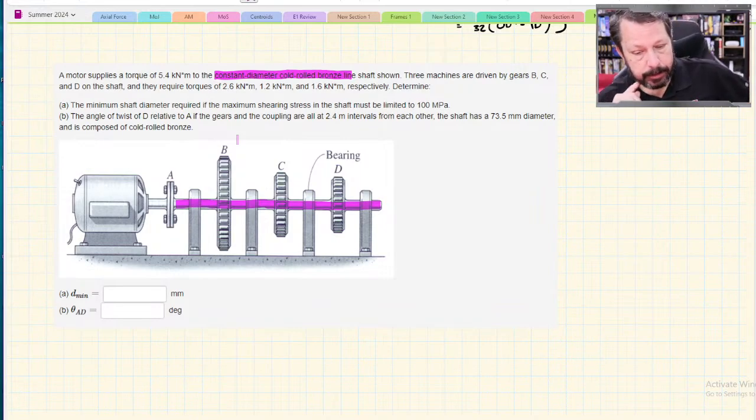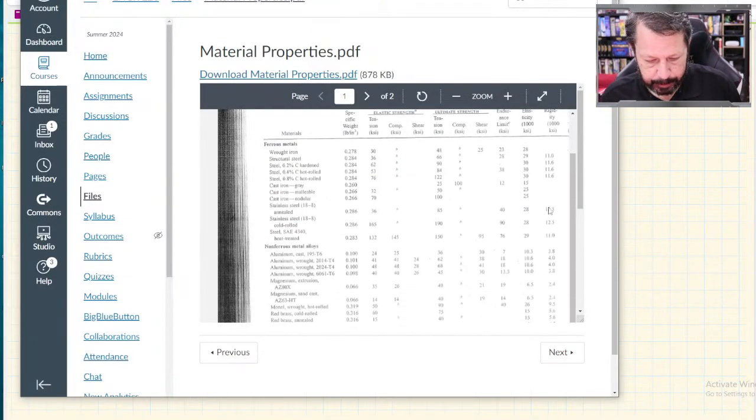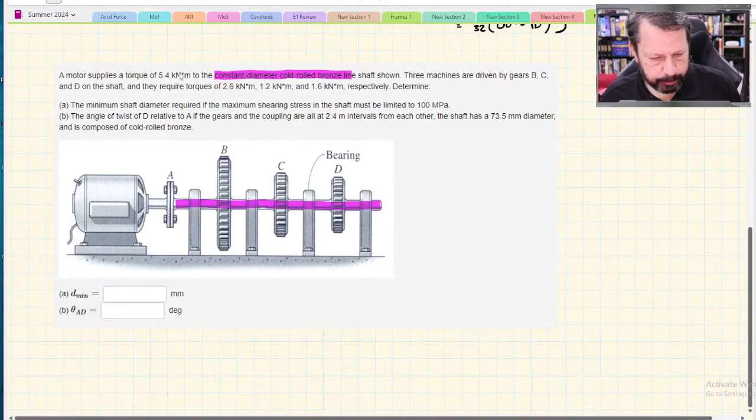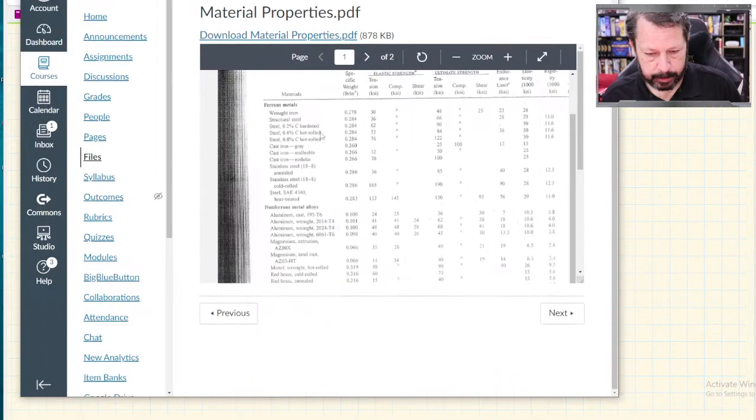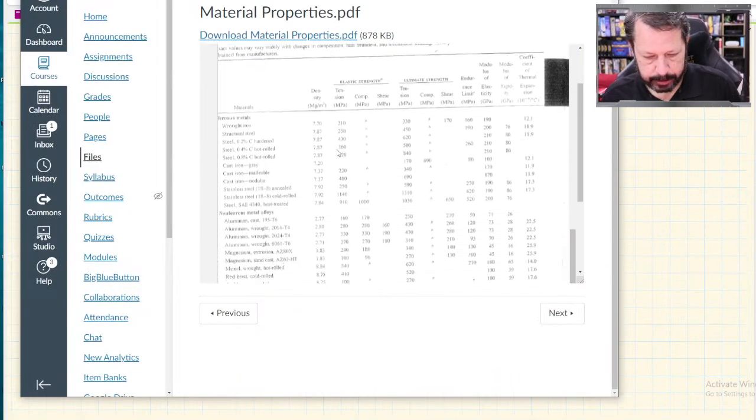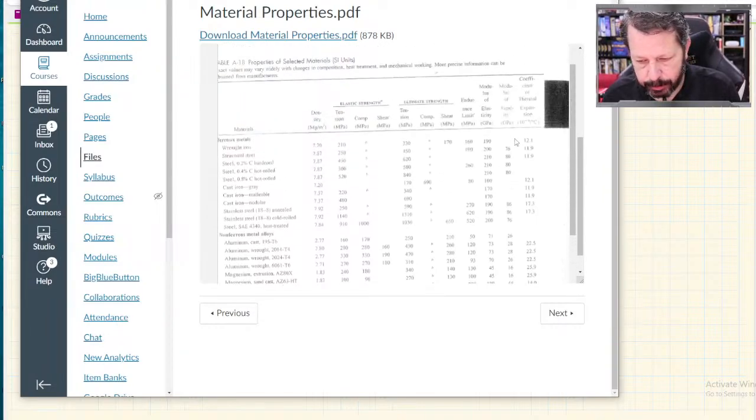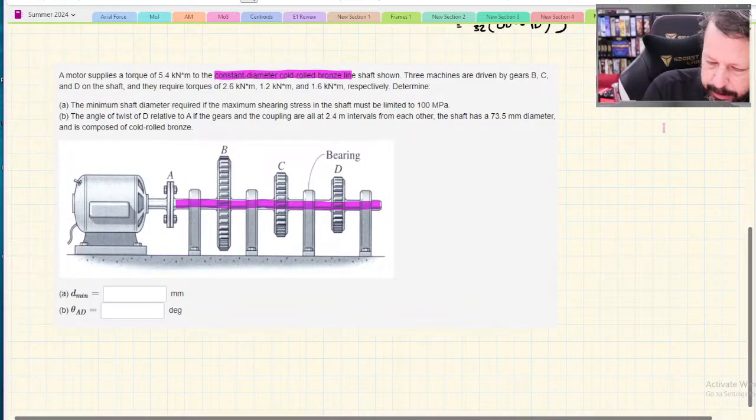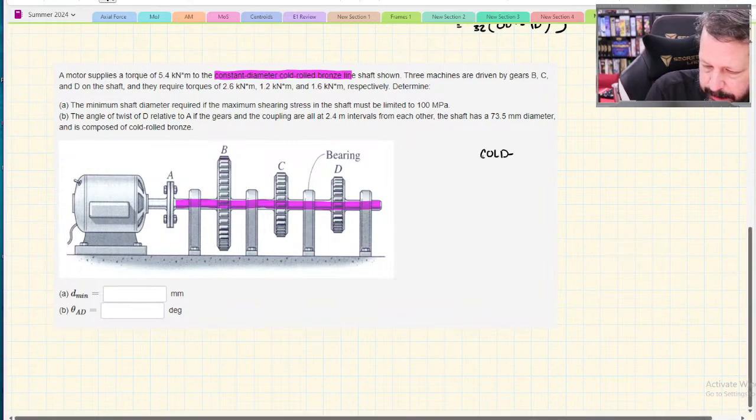And they give us the material, cold rolled bronze, so we can go to our material charts. What unit system were we in? We were in metric, so let's go to our metric chart. There's the metric one. Here's cold rolled bronze. It looks like 45 is our number. Those units are gigapascals. So G, let's go ahead and write that down for cold rolled bronze.